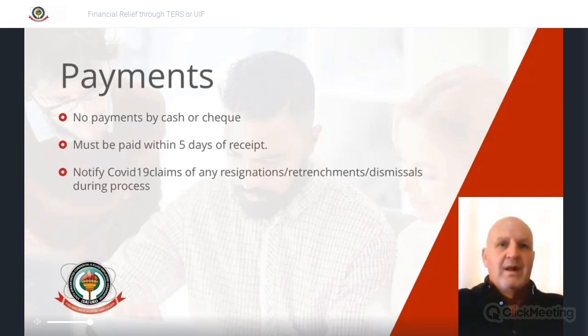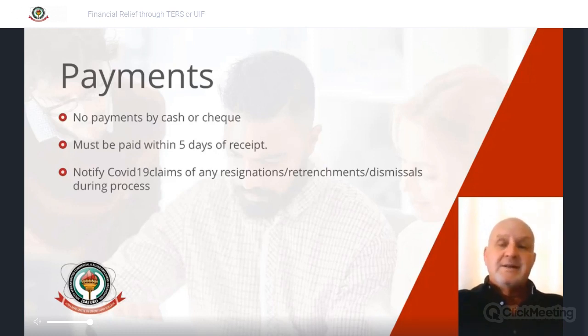How much will be paid? Well, there's a sliding scale of between 38% to 60%, and it works on the national minimum wage, which is 3,500 Rand, up to a ceiling of 17,700, being the annual threshold as declared by the minister. So our understanding of this is that if your employees earn around 3,500 Rand, they would receive about 60% of that through the TERS benefit.